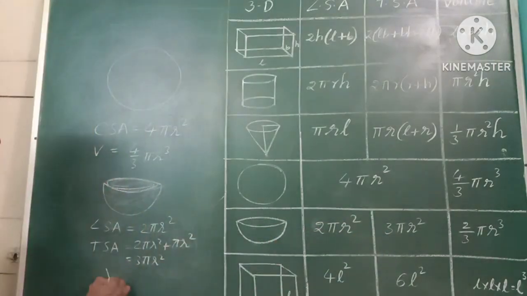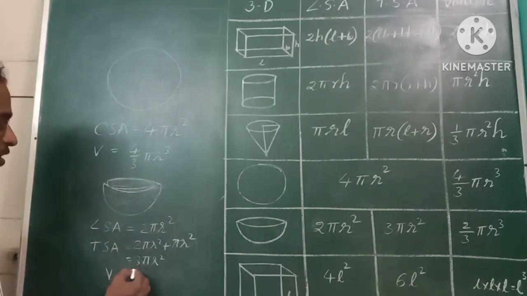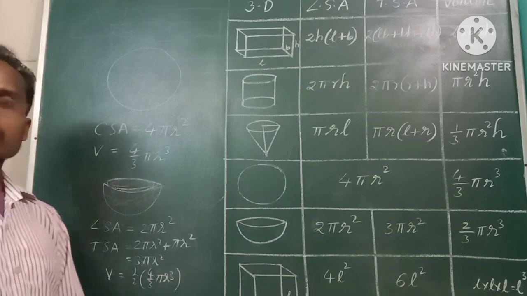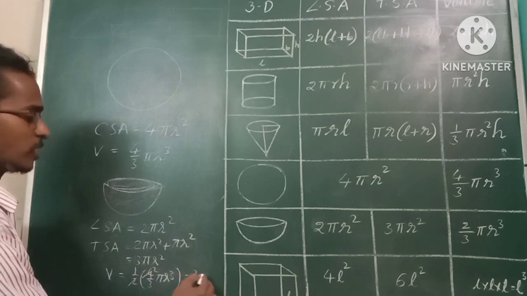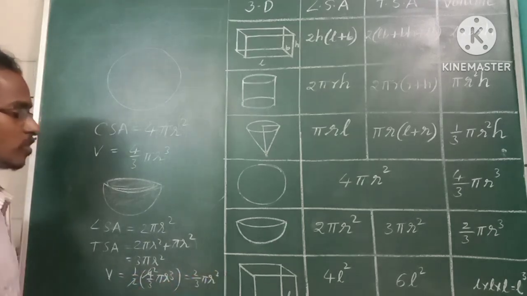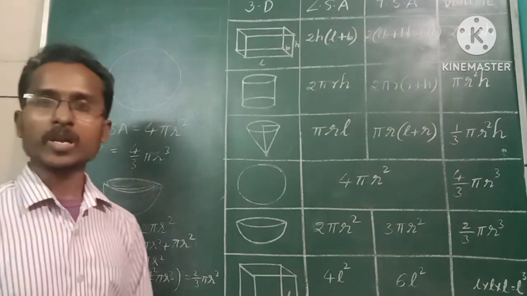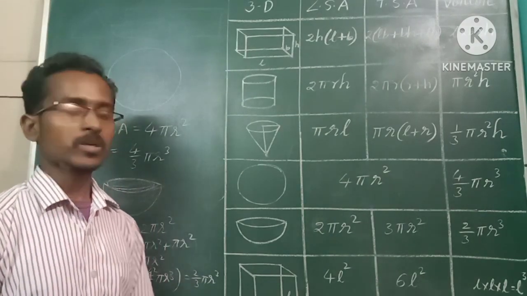What is the volume? The volume of a hemisphere means half of the sphere. Half into 4/3 pi r cube. The 2 cancels, and we get 2/3 pi r cube. So this is about the LSA, TSA, and volume of three-dimensional figures.